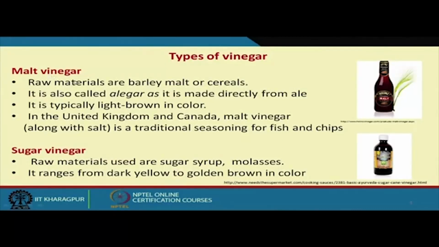Now then we have malt vinegar. The raw material is barley malt. Sometimes it is called alegar. Alegar means it is produced from ale beer. Ale beer, we have seen when we discussed the brewing industry, the lager beer and ale beer are mostly used. Now, if you use the ale beer for the production of this vinegar, we call it alegar. It is typically light brown in color. You can see it is a light brown color, and in the United Kingdom and Canada, malt vinegar is a traditional seasoning for fish and chips. The sugar vinegar raw material is sugar syrup or molasses. It ranges from dark yellow to golden brown color.